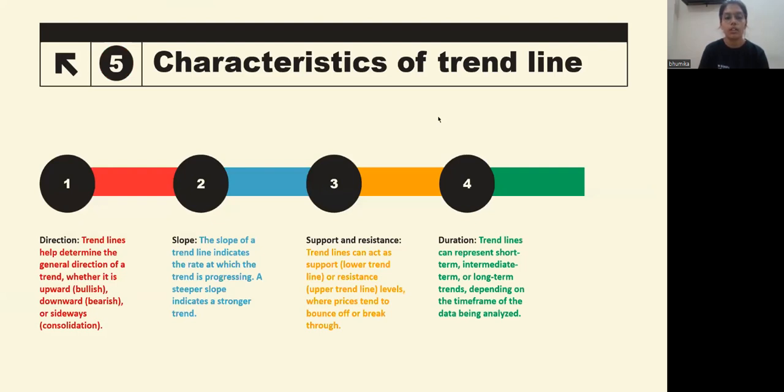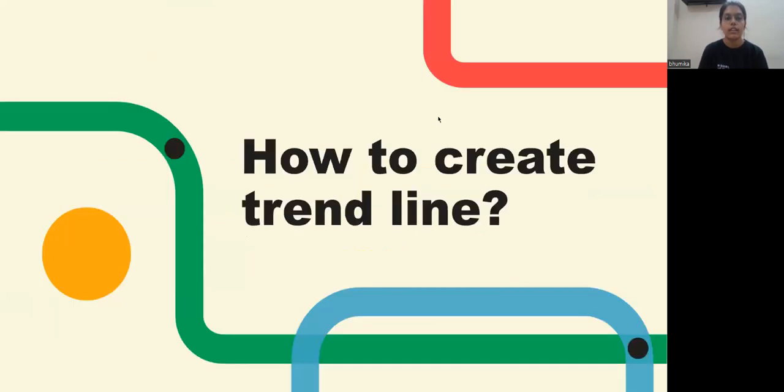And the third one is support and resistance. Support and resistance are specific price points on the chart, and these are expected to attract the maximum buying and selling. So if there is a support level, then one can expect more buyers than sellers, and if there is a resistance, one can expect more sellers than buyers. And the fourth one is duration. Trend lines can represent short term, intermediate term, and long term trends depending on the time frame of the data being analyzed.